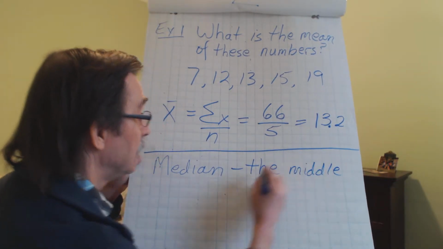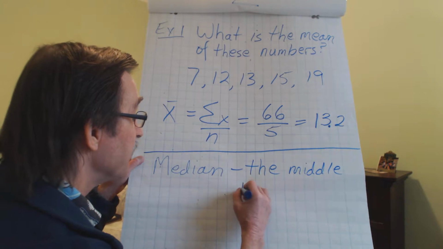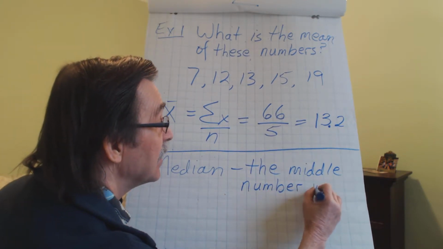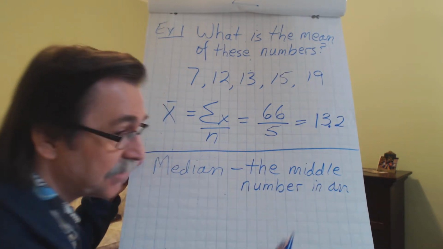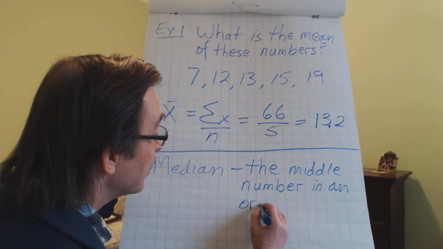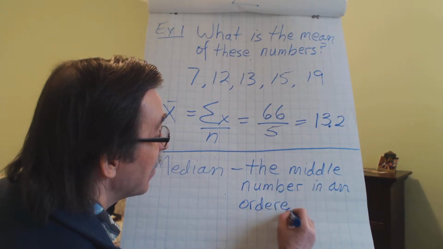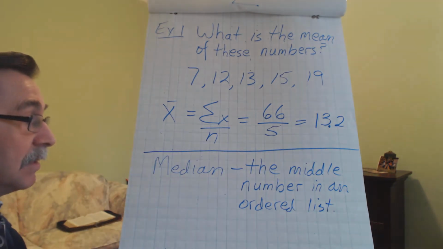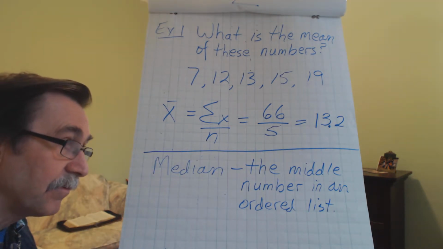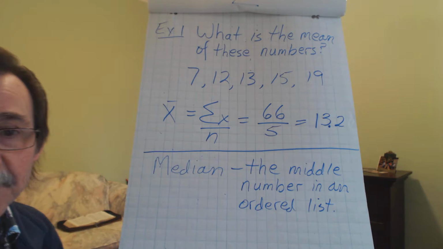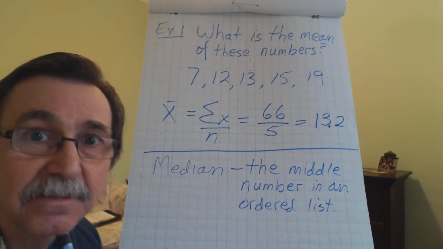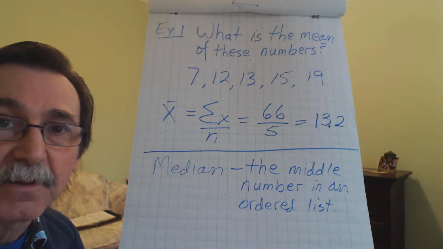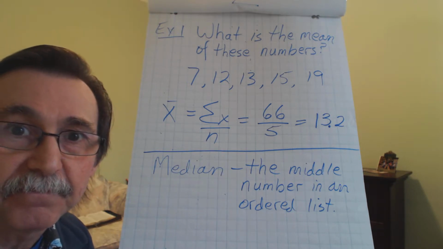The middle number in an, now this is important, ordered list. Now, you know that there are probably going to have to be 2 examples for this one, because some lists have an even number of numbers and some lists have an odd number of scores.